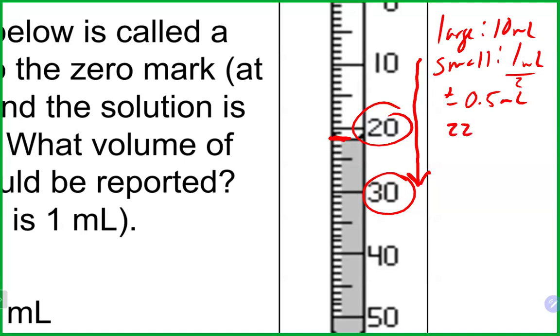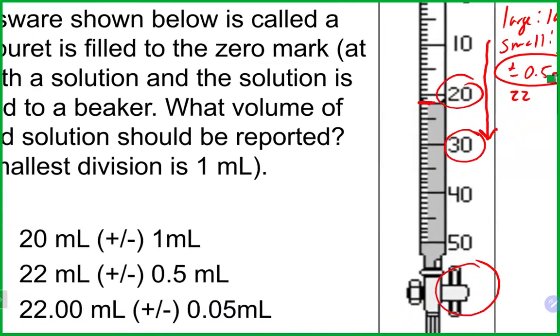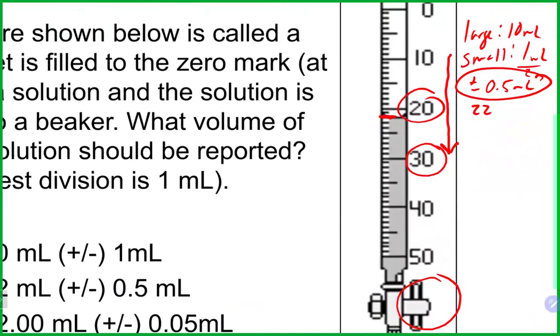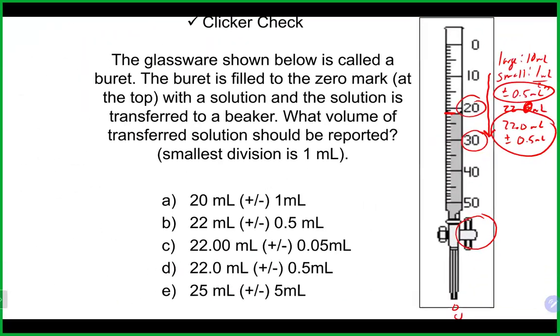And in this case, we know based on the scaling on this piece of equipment, we can take it to 1 decimal place. So we should take the reading to 1 decimal place in this case. And we will end up with 22.0 milliliters since it's right on there, plus or minus 0.5 milliliters in this case. Any questions on that there? So that looks like maybe D in this case.